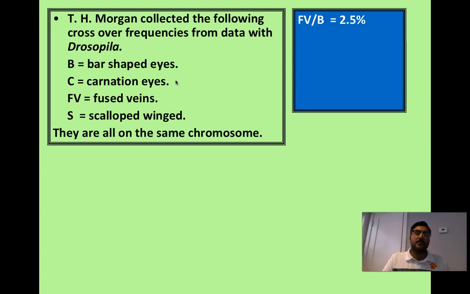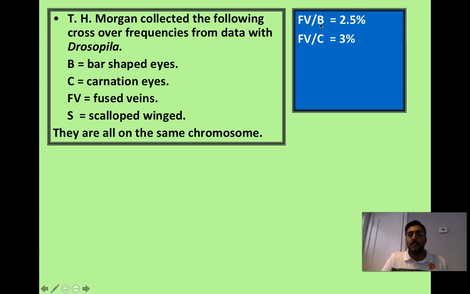So now we're given some crossover frequencies. COFs are represented in percentage. If they were map units, they'd be represented without the percent. But 1 map unit is equal to 1 COF. So by saying 2.5% crossover frequency, I also mean to say that's 2.5 map units apart. So the FV gene is 2.5 map units away from the B gene.